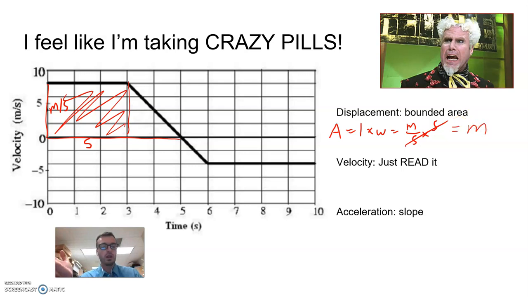Oh, meters measures displacement: how far you are from where you started and in what direction. So in this case, because we're above the x-axis, we know we're moving forwards, so that would be a positive displacement.